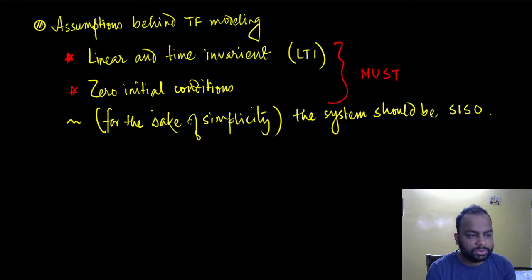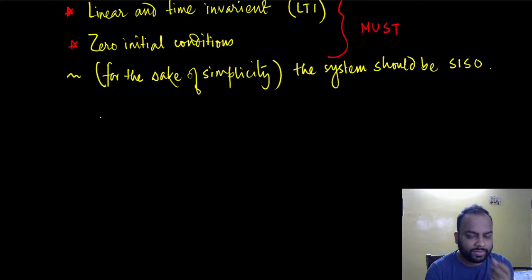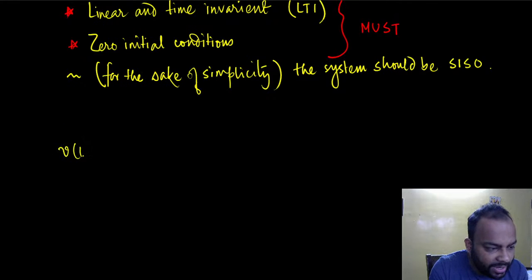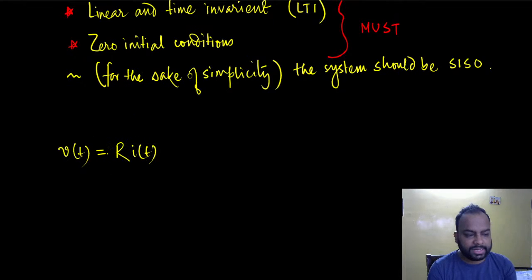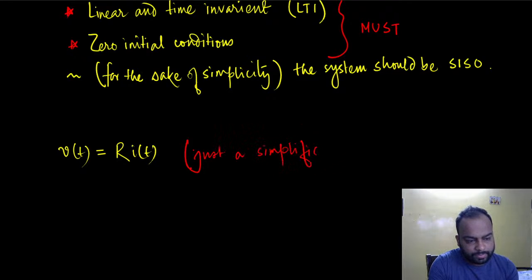Okay, so these are the conditions. Now of course, in reality, everything is non-linear. Nothing is linear really, right? There is not even a single thing that's linear, right? Even if you say that, okay, I have a simple resistor that resists the flow of current and the voltage across the resistor is proportional to the current and the proportionality constant is the resistance, then this is, I would say, just a simplification.